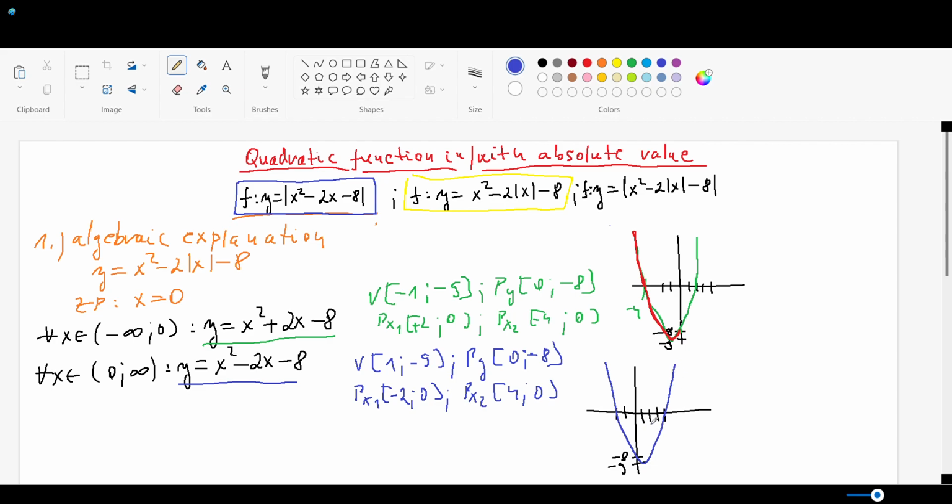So the graph of the second function looks like this. Okay, here is the vertex 1 and negative 9, and in this case the function is defined only on this part of the axis, which means from this blue parabola we will take only this part of the parabola.